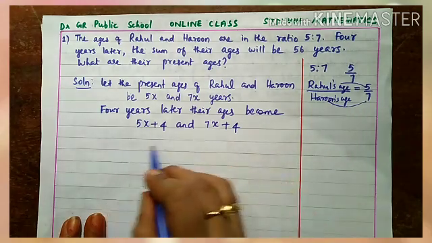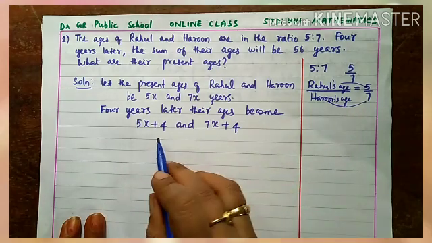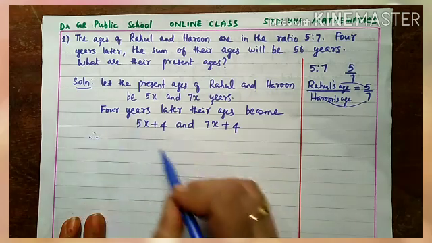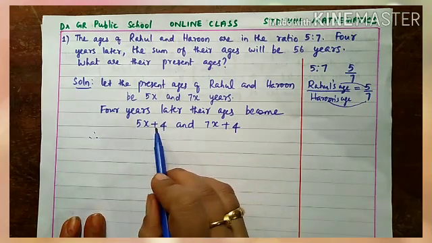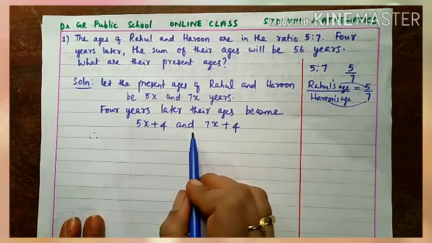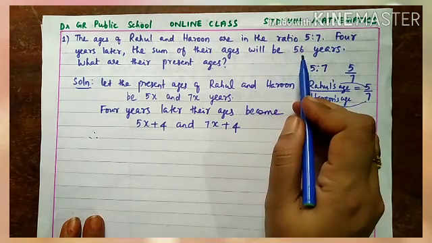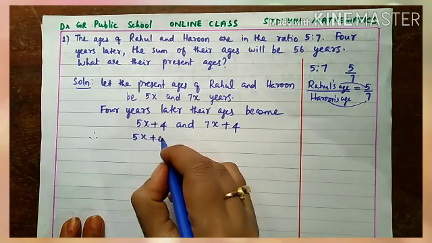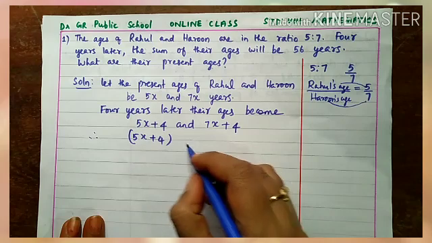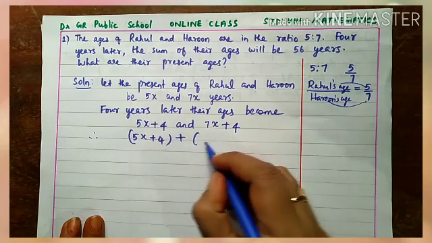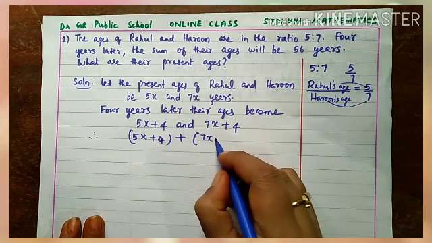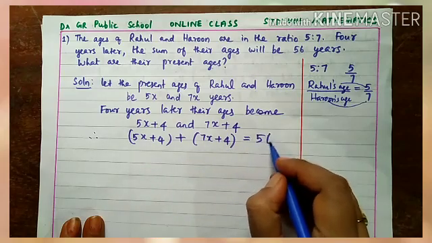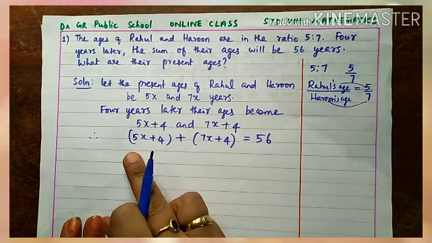So after 4 years, 4 is added to their ages. Now what can we do? When their ages after 4 years are added, it becomes 56. So we add 5x plus 4, the age of Rahul after 4 years, plus the age of Harun after 4 years, 7x plus 4, and these two are added to become 56.